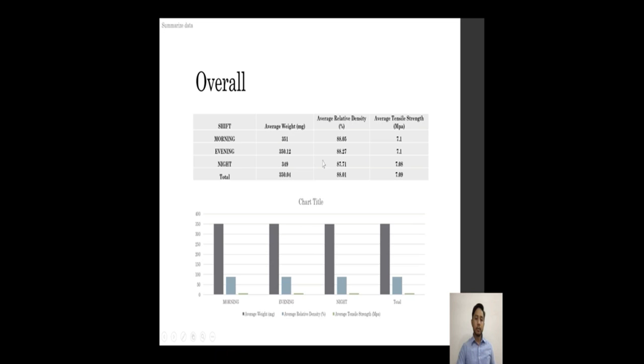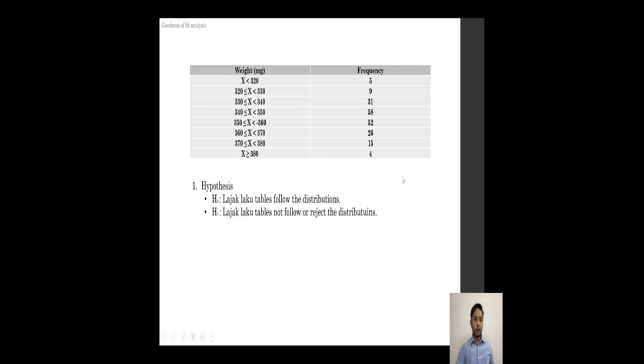This data is important for our next analysis, where first we define, and now we measure all the data and summarize it to do the analysis. Okay, first analysis, goodness of fit analysis, where you can see on weight, we already put it into ranges, and the frequency we collected from the slide before this.